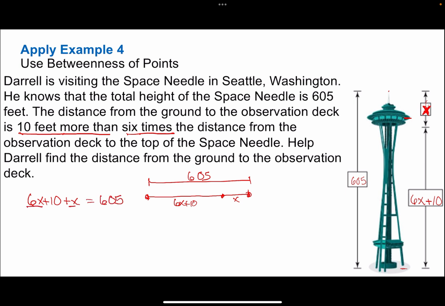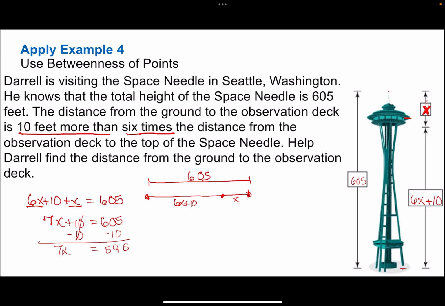Once again, we have some like terms. 6x plus 1x are on the same side of the equation. That gets us 7x. 7x plus 10 equals 605. And then as we prepare to solve, we need to get the variables to one side and the numbers to the other. And so if we want to keep our 7x where it's at, then we're going to subtract 10, because a positive 10 and a negative 10 get us a zero pair. And so 7x plus 10 minus 10 are gone, that's a 0, is equal to 605 minus 10 is 595.